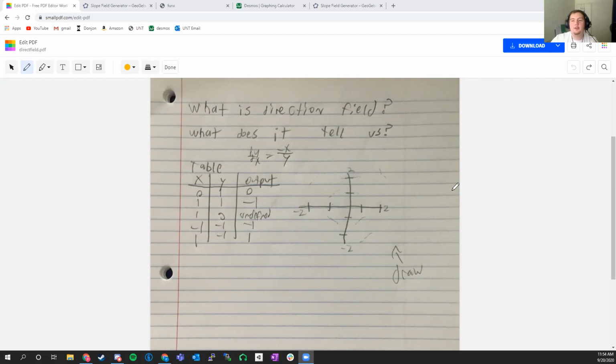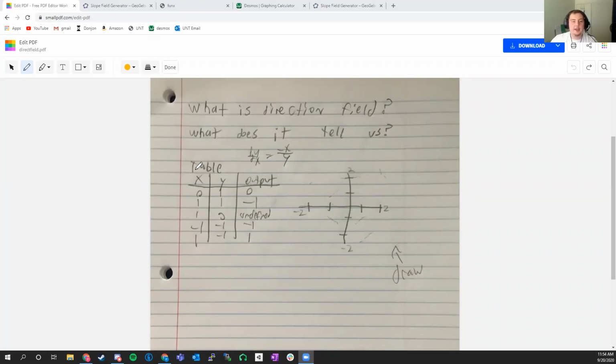A direction field is when we plot the slope of the solution of the differential equation at different points on the graph. And then from that, we can get an idea of what the particular solutions would look like, and it tells us more about our equation.